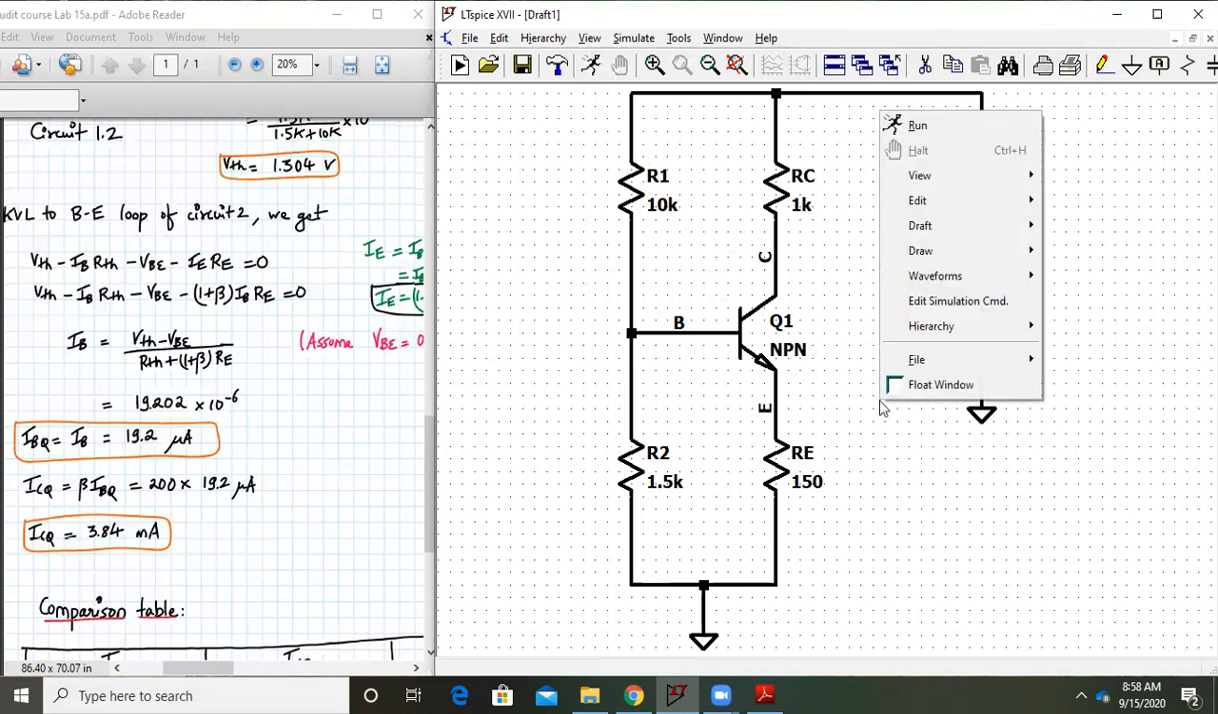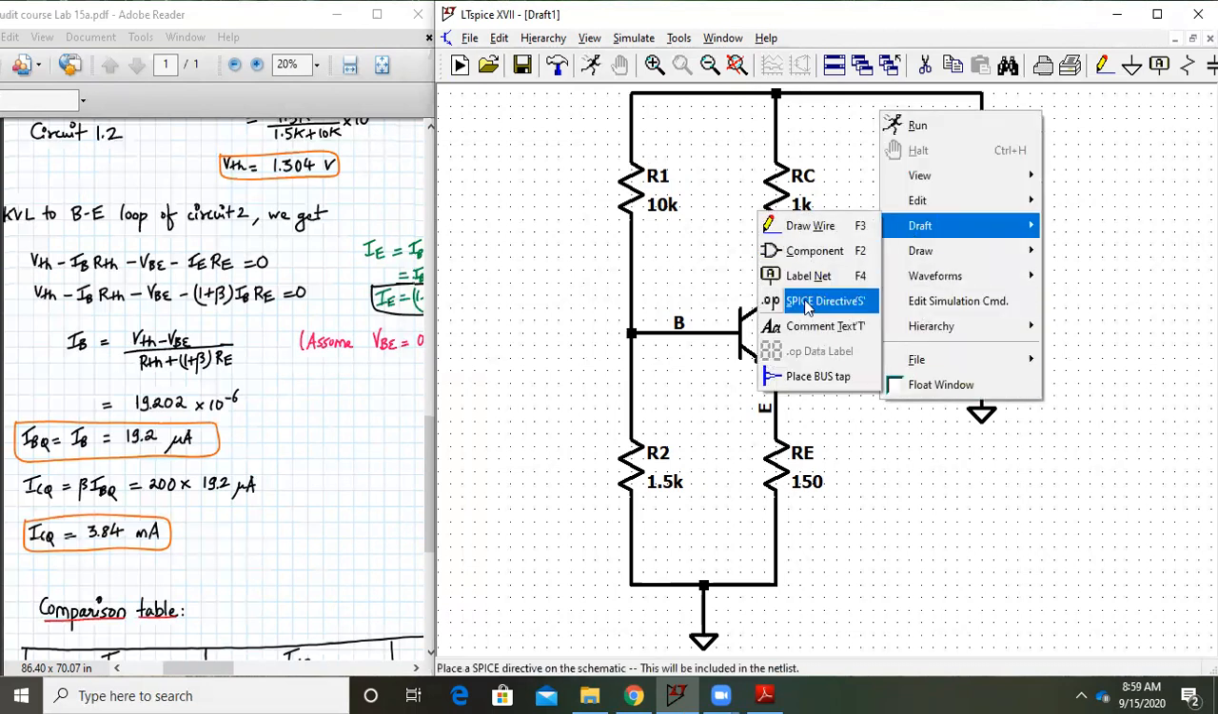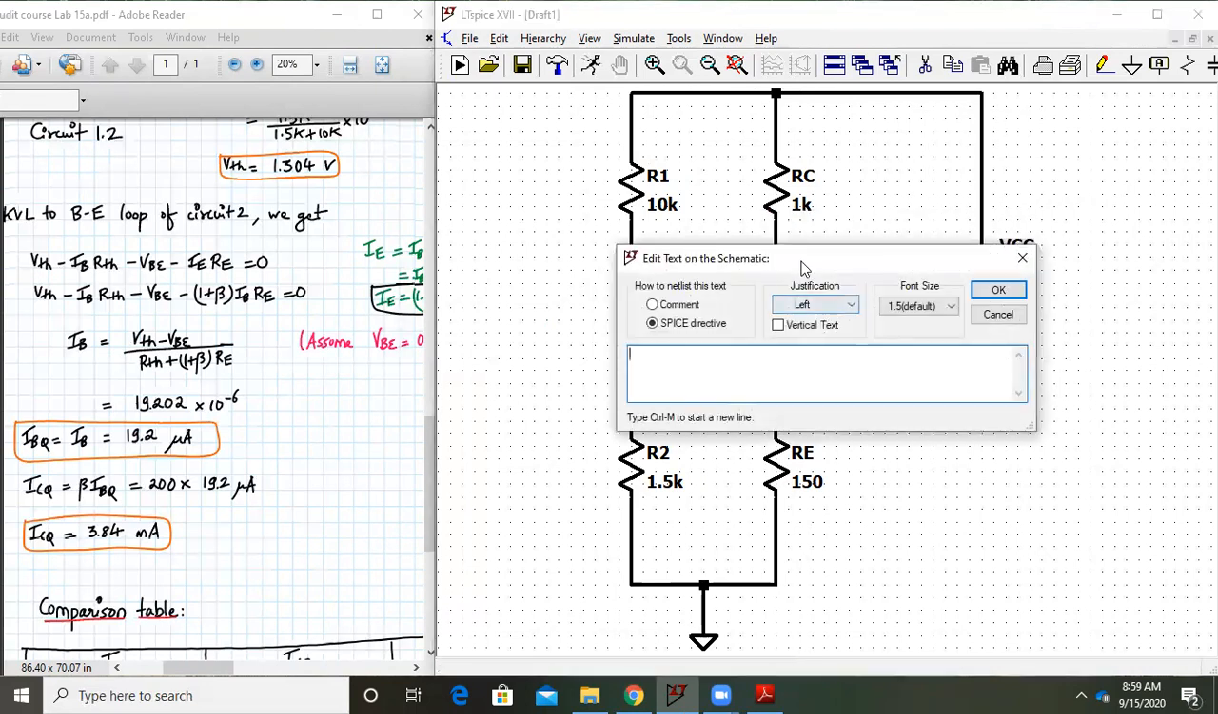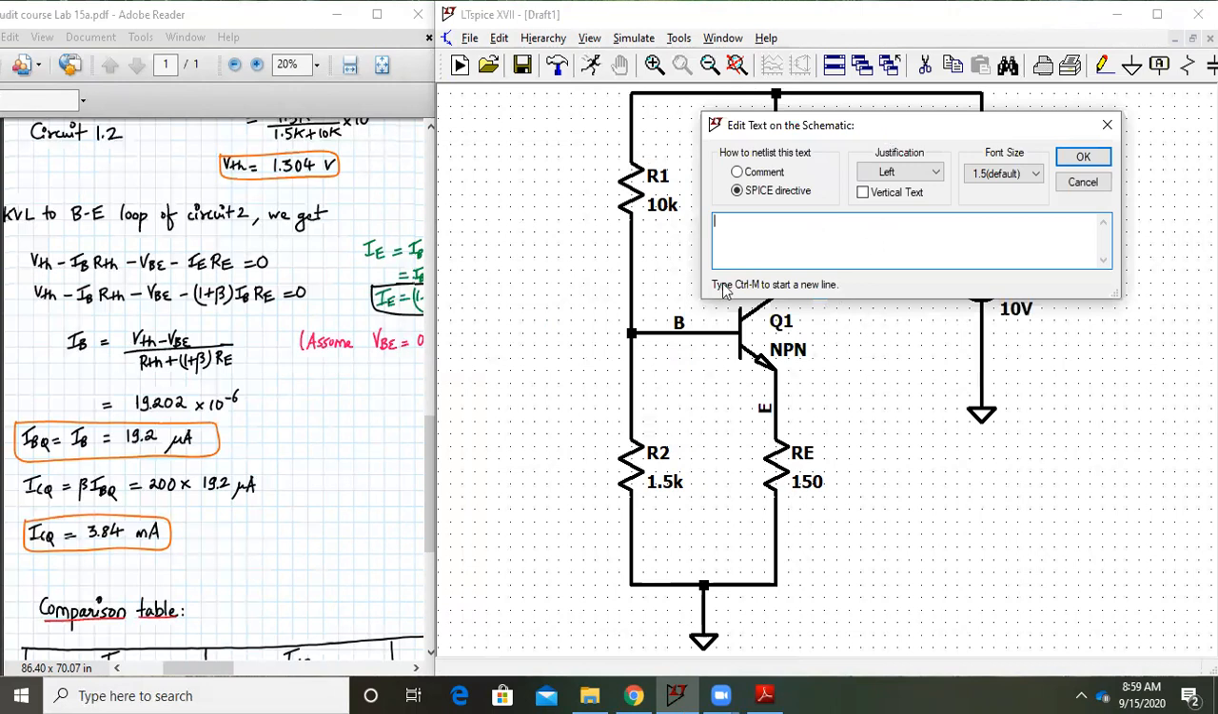So how do we do it? Right click, go to draft. There you see select a spice directive. So click on spice directive. So here what we need to do is we need to write the code. That is the dot model statement. So you write dot model npn1. Basically we have to rename it as npn1 and then the reserve word will come npn and then bracket.